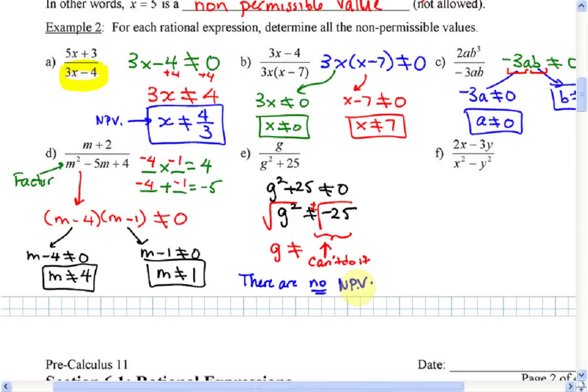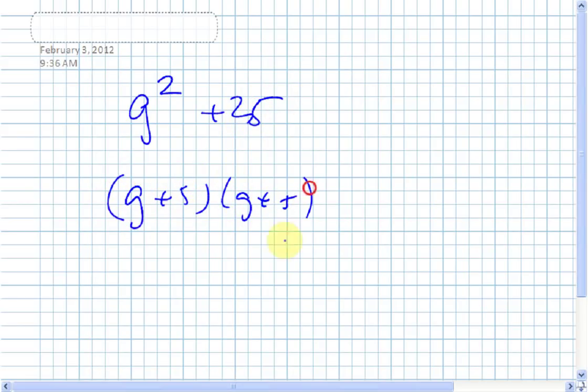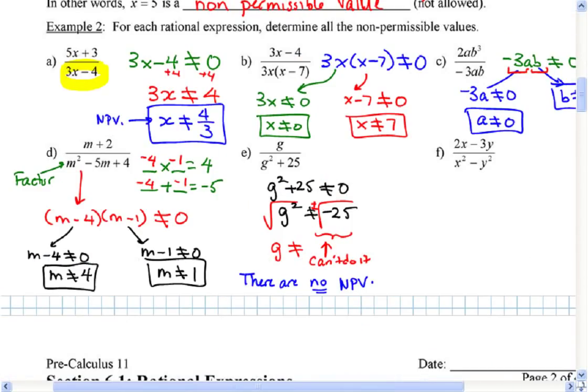How do you factor g squared plus 25? Don't tell me g squared plus 25 equals g plus 5 times g plus 5. Is that what you did? Oh, g minus 5? Okay. What's the problem there? What's 5 times negative 5? That's negative 25. It's not positive. Can't factor this one. Okay? Don't freak out.